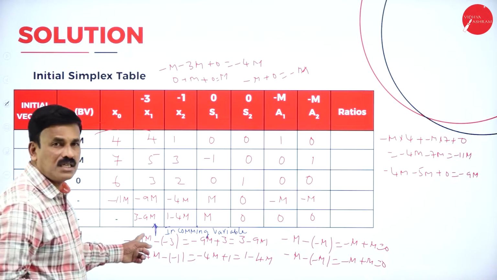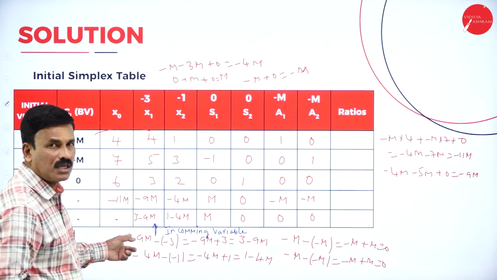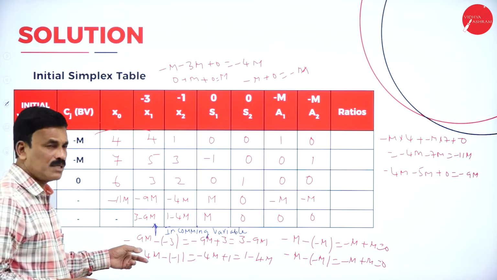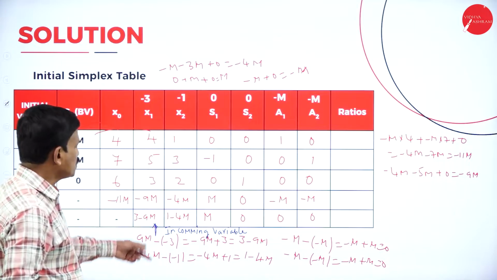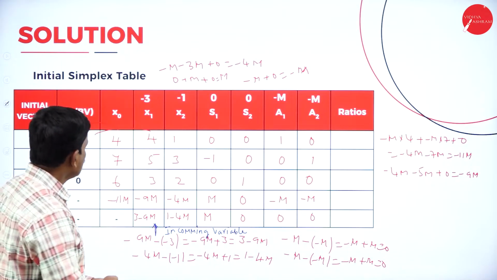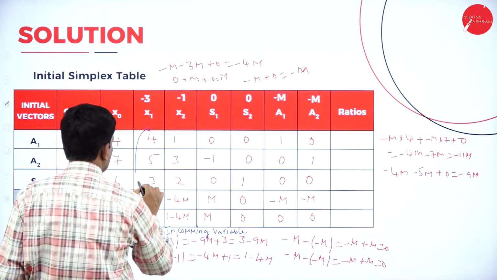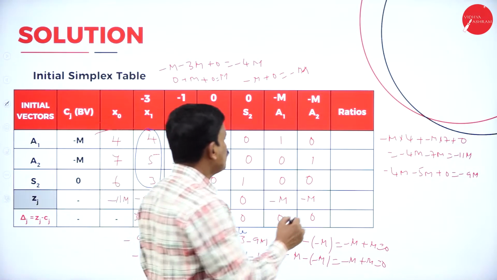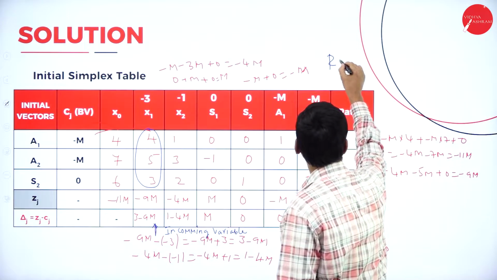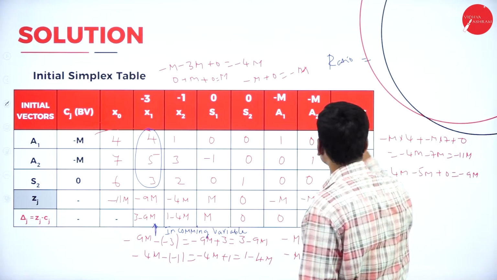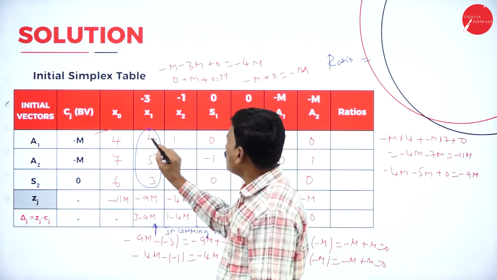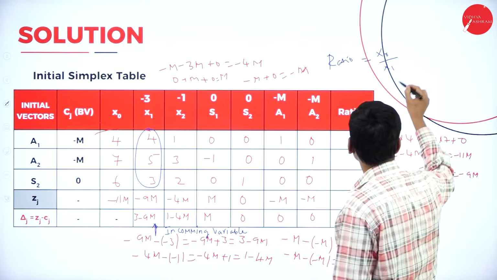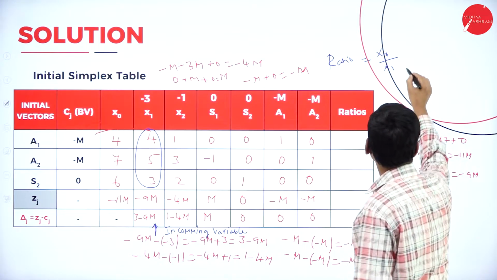So identify the most negative m value in delta j. This is 3 minus 9m, which is the most negative. So therefore this is the incoming variable. Now these are the incoming values. Now find out the ratio. What is the ratio now? Ratio is equal to x0 divided by x1. As you know, x0 divided by x1.